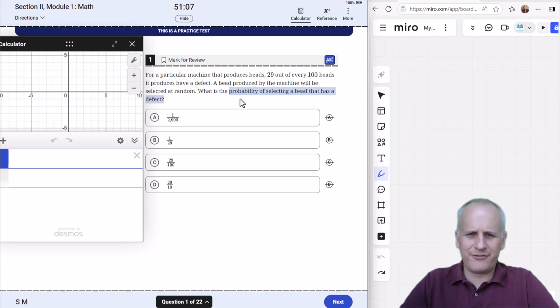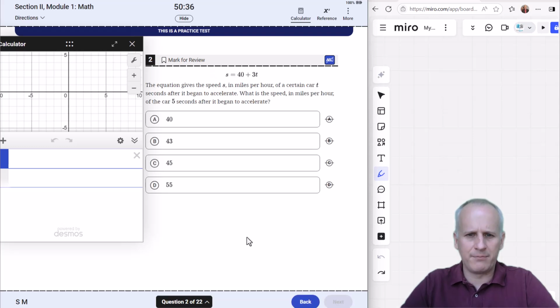So to begin every problem, including number 1 here, we're just going to highlight what we're being asked to do. And we want to figure out the probability of selecting a bead that has a defect. We can see up top, for a particular machine that produces beads, 29 out of every 100 beads it produces have a defect. Okay, our answer is 29 out of 100 then. Don't overcomplicate things. These earlier questions tend to be easier than the later ones, so don't waste time unnecessarily. You should know that probability is just desired out of possible, and choice C matches that without really doing any math at all, just understanding the concept of probability.